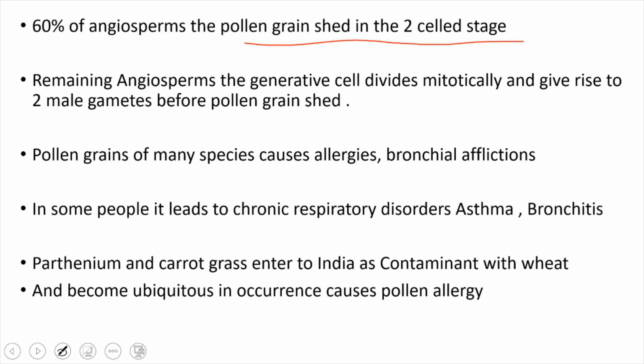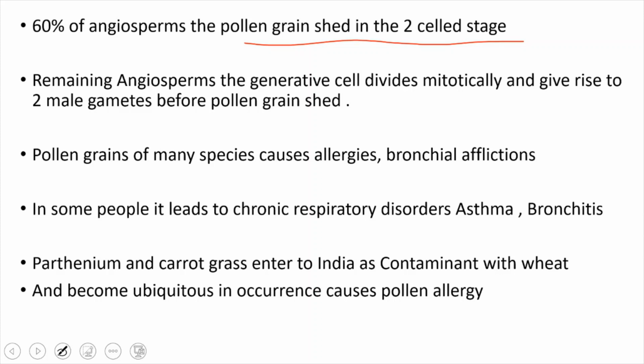Both vegetative and generative cells are formed. At this stage, the pollen grain will shed. But in some of the angiosperms, when the pollen grains reach maturity, the generative cell divides. We have two cells, right? The vegetative cell will be there and the generative cell will be there.